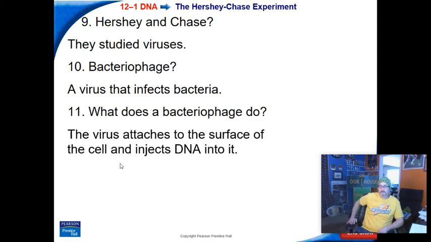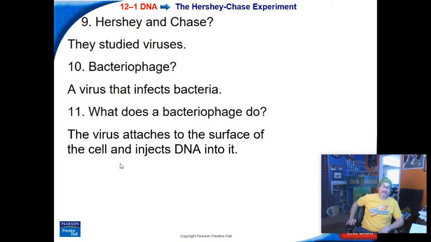Okay, Hershey and Chase. So Hershey and Chase studied viruses that infect bacteria, and those viruses are called bacteriophages or bacteriophage. The virus attaches, and they inject their DNA. The virus injects its DNA into the bacteria. And then what they do is they basically take over the bacteria and they say, you're not doing what you normally do. You're making viruses and you're making lots of them. And after you make all these viruses, you're going to die.